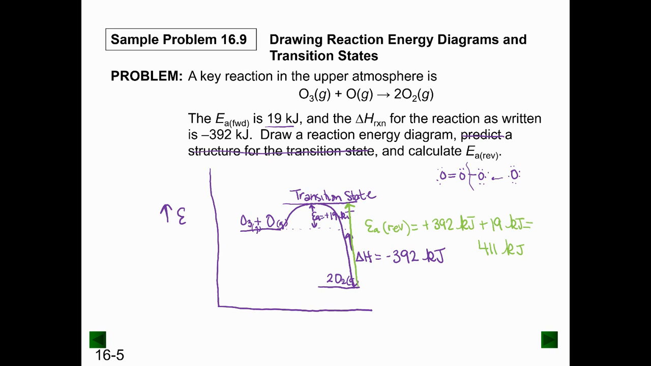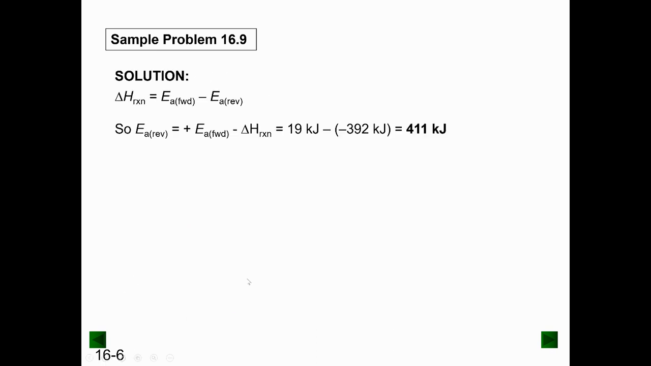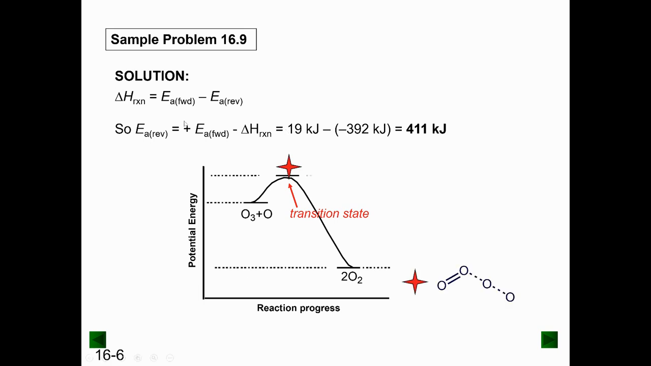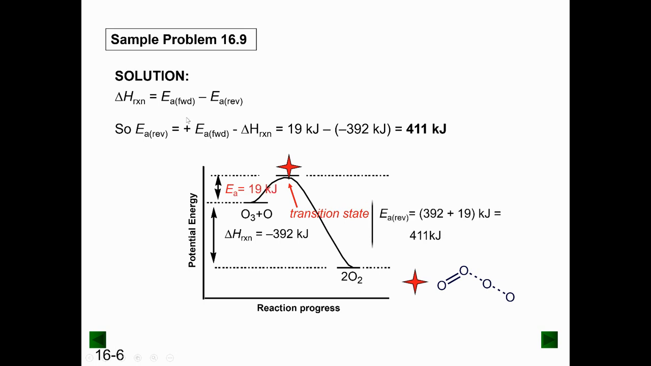So if a process is exothermic, its reverse activation energy is very high. And here's a prettier picture. Okay, this says to use this formula. I actually would say if you draw the picture, it's easy to see that you're taking a positive 392 and adding it to the 19. That's the whole point of the graphic, to help visualize that. Okay, so I'm not a big fan of the equation up here at the top.